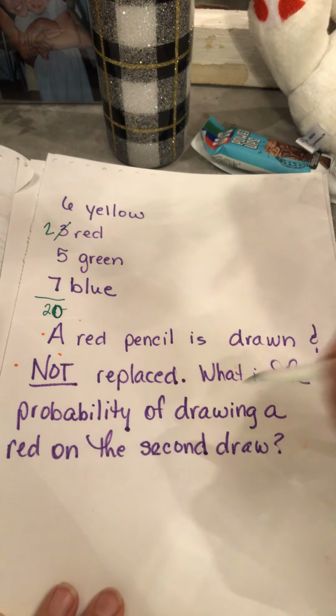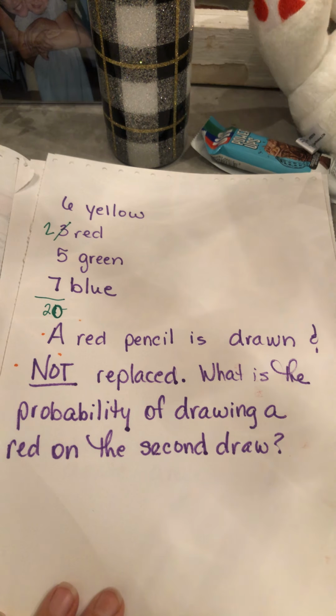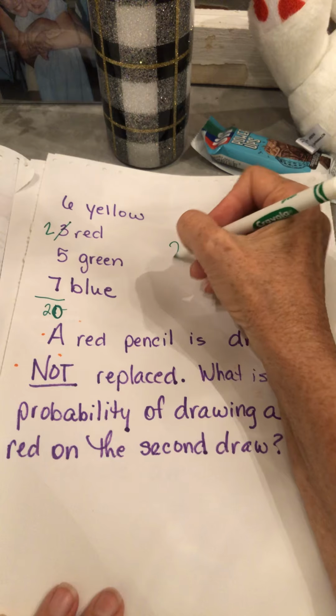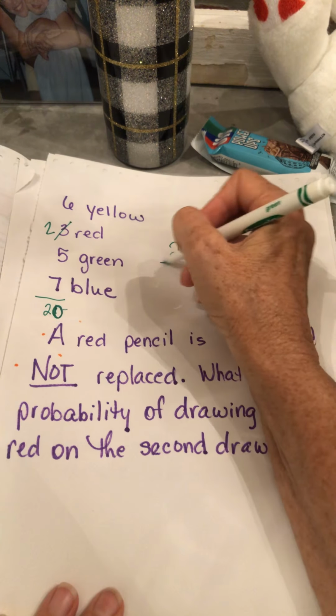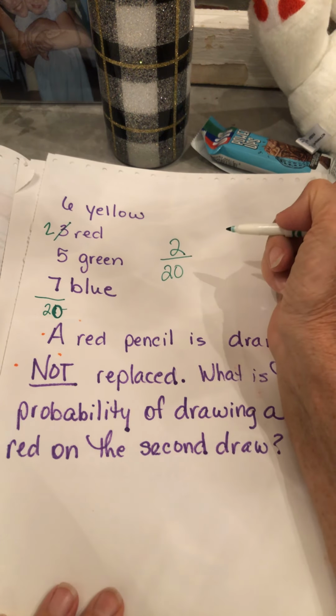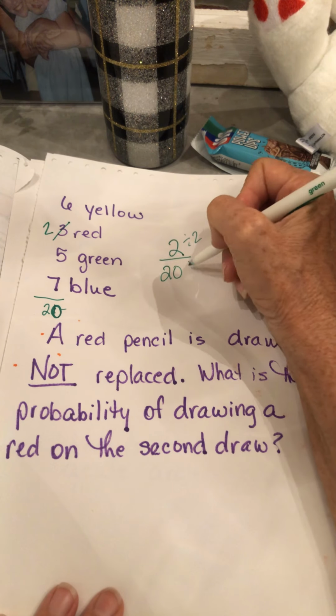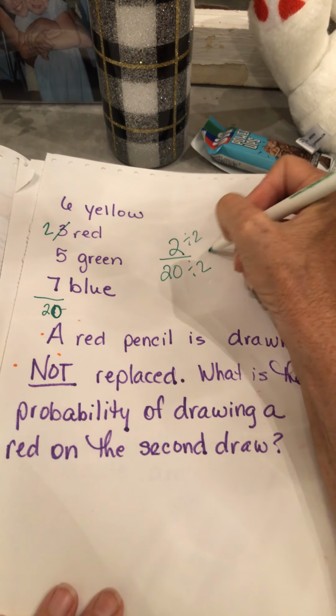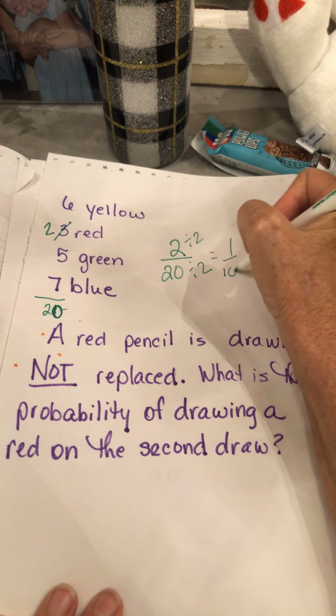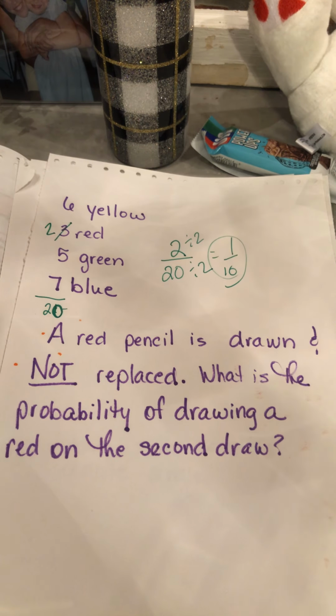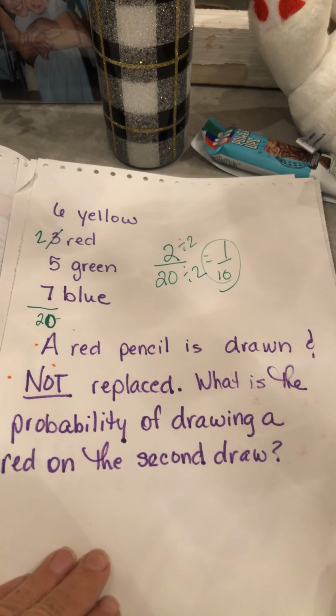Now look at the question. What is the probability of drawing a red on the second draw? Well, now there's only 2 red. And now there's a total of 20. Hey, this can be reduced. They both can be divided by 2, which tells me that I have a 1 in 10 chances of getting a red.